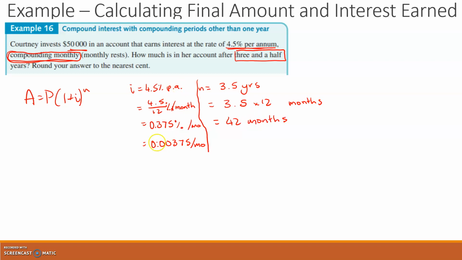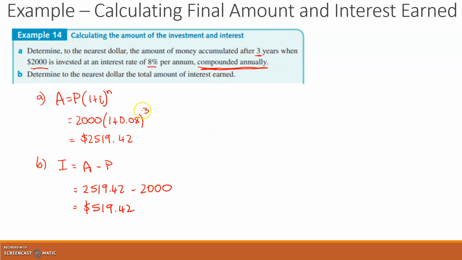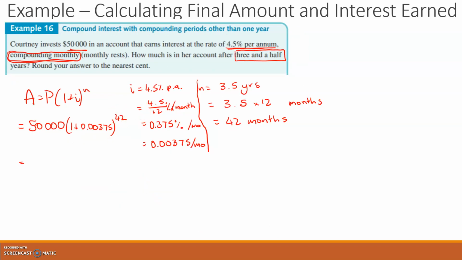Alrighty, so now I've got my i value and my n value that I'll substitute in. I first had to make sure they were in the correct time period of months. So now let's substitute into our formula. Our P value is 50,000. That's the amount that was originally invested. Our i value is 0.00375, and our n value is 42. You'll notice because this is compounding monthly, my n value is a lot higher than in the previous question, because we're talking about how many months occur in that time period, not how many years. Our n value before was only 3, but now it's 42. But that won't make our answer a lot larger because our interest rate is also a lot smaller, because now it's a monthly interest rate.